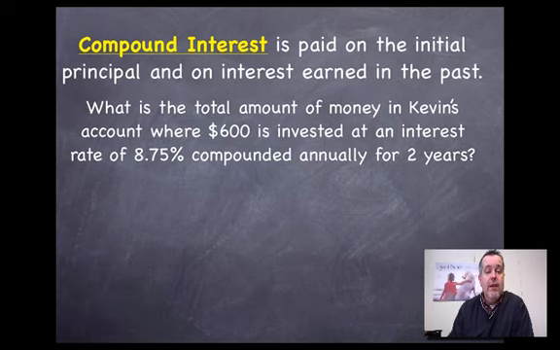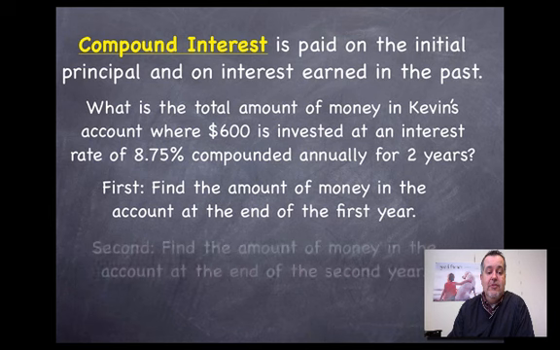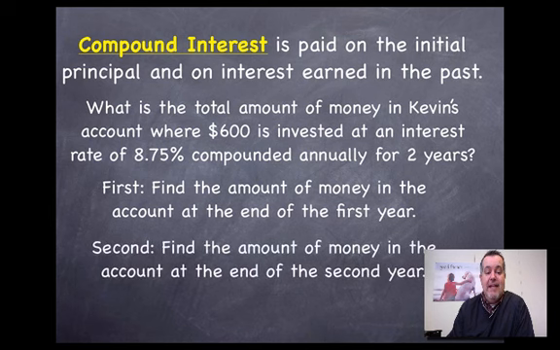What is the total amount of money in Kevin's account where $600 is invested at an interest rate of 8.75% compounded annually for 2 years? Well, in order to solve this, the first thing we should do is find out the amount of money in the account at the end of the first year. Because once we have that, we can then find out how much the amount of money is in the account at the end of the second year.